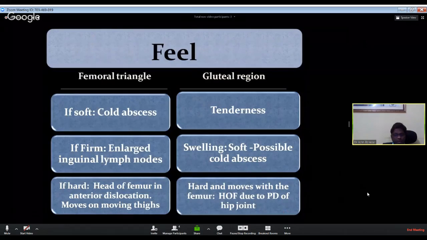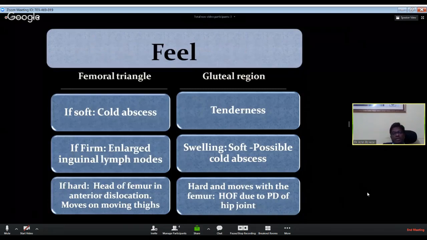Then, in the femoral triangle and in the gluteal region, what are we going to look at? If you find a swelling there, if it's soft, it could be a collapsed. If it is firm, enlarged inguinal lymph nodes. If hard, it could be the head of the femur in anterior dislocation. And check it by moving the thigh. If it moves, then it is the head of the femur. So, femoral triangle, three possibilities: soft swelling, firm swelling, hard swelling. Soft is a collapsed, firm is enlarged lymph nodes, hard could be the head of the femur.